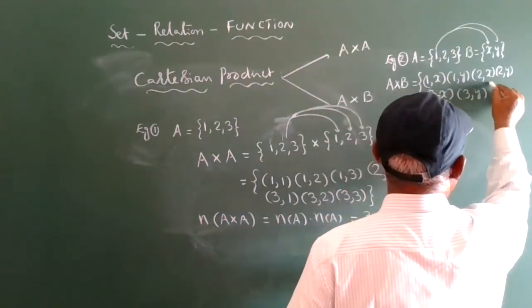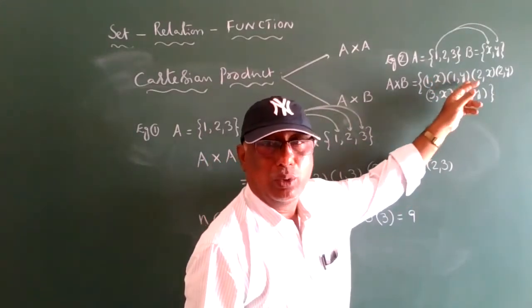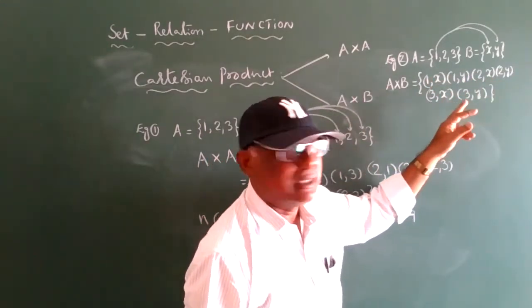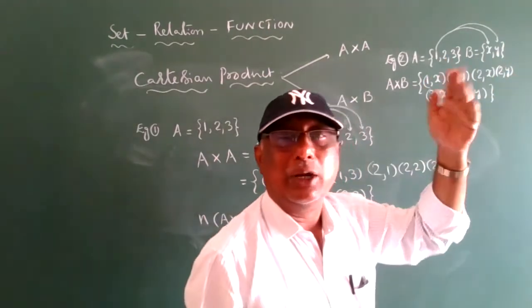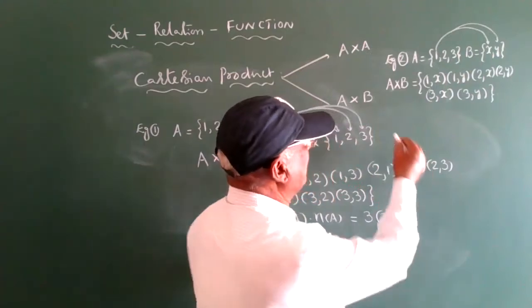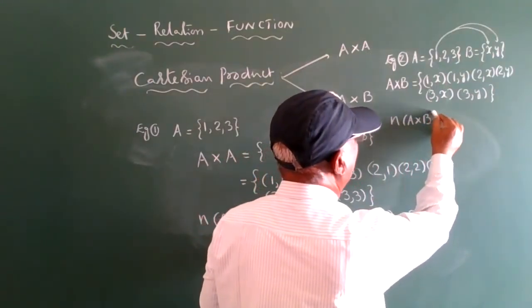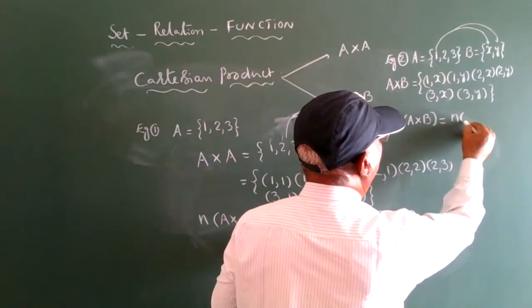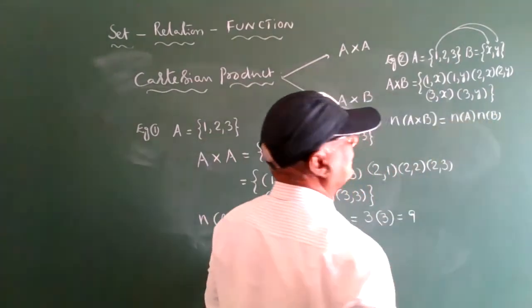Now see, how many came here? 1, 2, 3, 4, 5, 6 came. Here is 3, here is 2. 3 into 2 is 6. The number of elements in the Cartesian product n(A cross B) is equal to n(A) into n(B). Right.